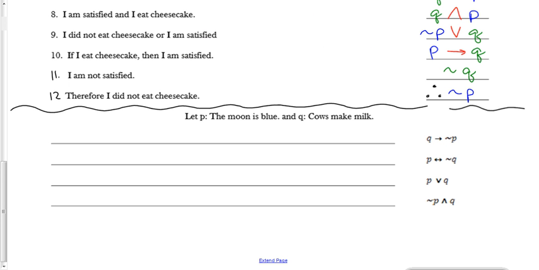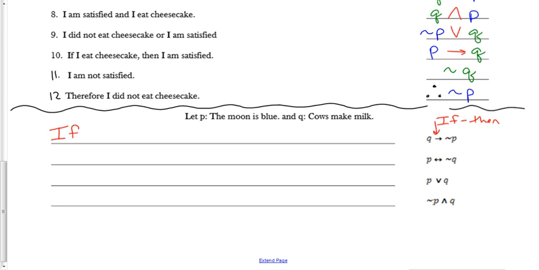Now we have a new P and a new Q, and we've been given the symbolic notation. What we have to do now is go backwards and write the statement. So let's look at the first one. I look at that middle symbol, and this tells me that I have an if-then statement. So I'm going to start with if.